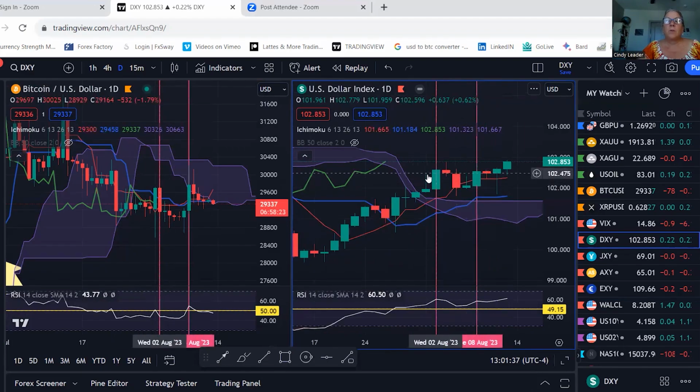So this candle, if you just put your cursor over that particular candle, the US dollar on the 8th of August opened at 102.067. It closed at 102.5.